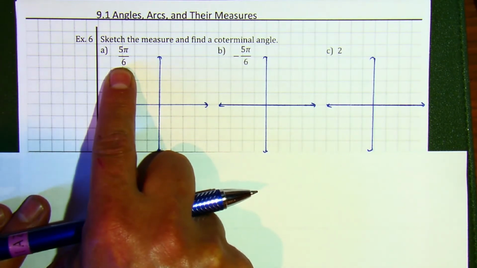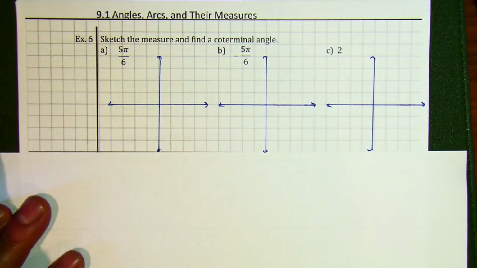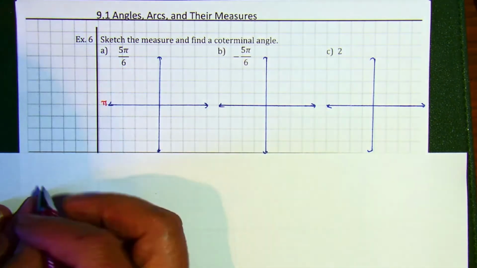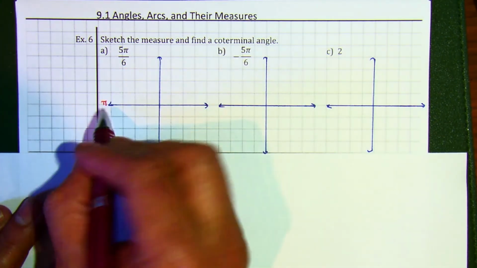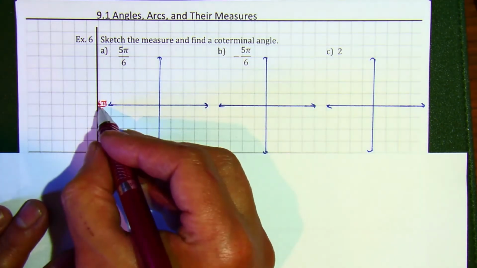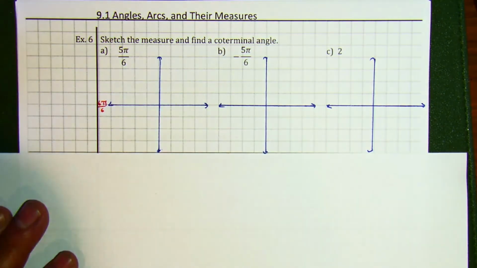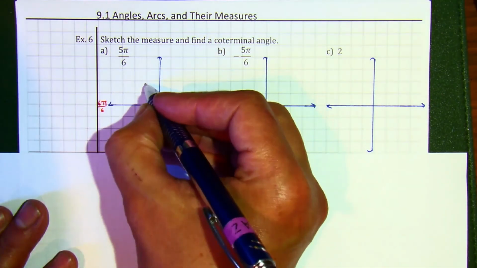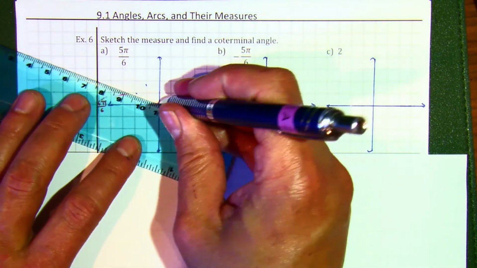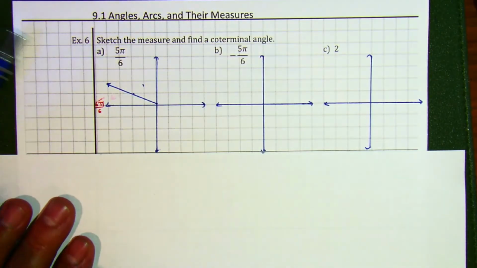I need to know where 5 pi over 6 is. So what you want to think about is that you know that this is pi. So how many 6s are in 1 pi? 6 sixes, correct? So therefore, if this is 6 pi over 6, 5 pi over 6 is 1/6 less, which is 30 degrees less. I'll place my two dashes, and 30 degrees will be here. And I'm going to place my rotation.